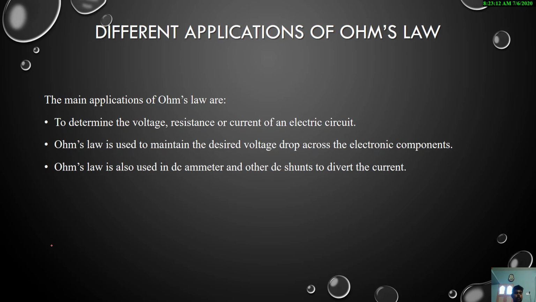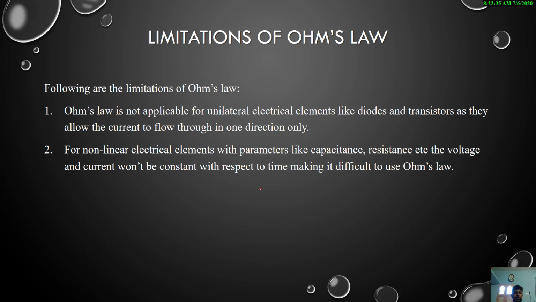And we will see different applications of Ohm's law. It is used to determine the voltage, resistance or current of an electric circuit, and to determine or maintain the desired voltage drop across electronic components. Ohm's law is also used in DC ammeters and DC shunts to divert the current.